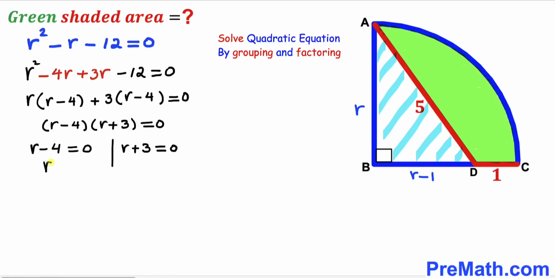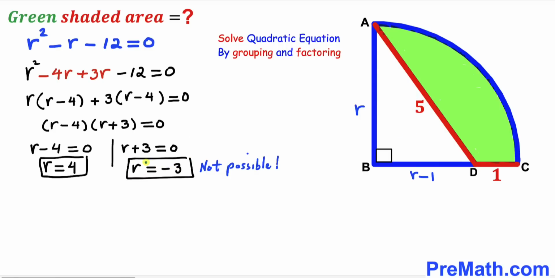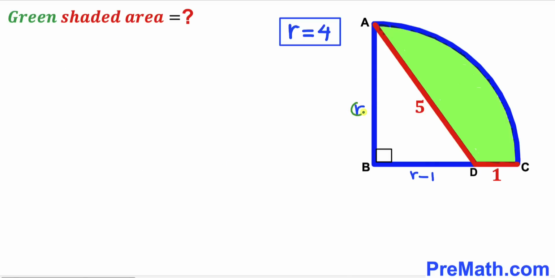So therefore our lowercase r value turns out to be positive 4 units. And for this equation, r is going to be negative 3 value. And now we can see r equals negative 3 is not feasible. So therefore we are going to reject this negative value of radius r, and we are going to accept this r equals positive 4 value. So thus our radius r value turns out to be 4 units, and for this r minus 1 is going to give us 4 minus 1, which is 3 units.